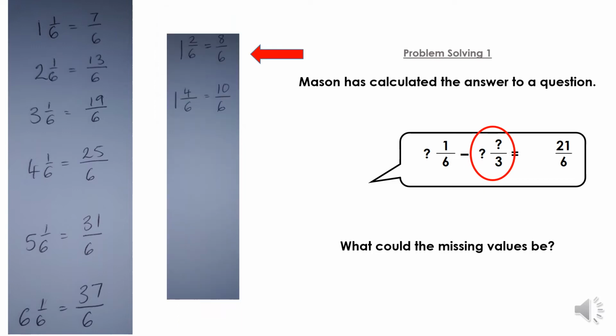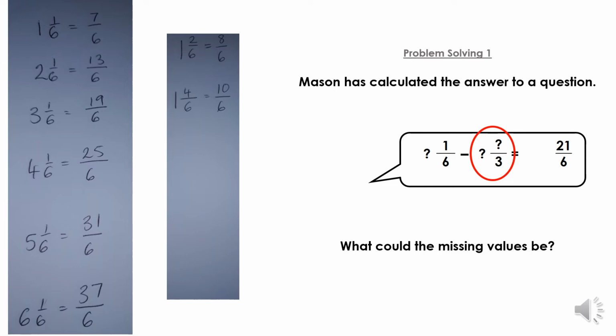Now I wanted to turn these mixed numbers into improper fractions. So let's look at the top one. In the whole number there are 6/6, and in the fraction there's 2/6. That's 8/6 altogether. And in this one the whole number again is 1, so that's 6/6, and added on the fraction 4/6 is 10/6.